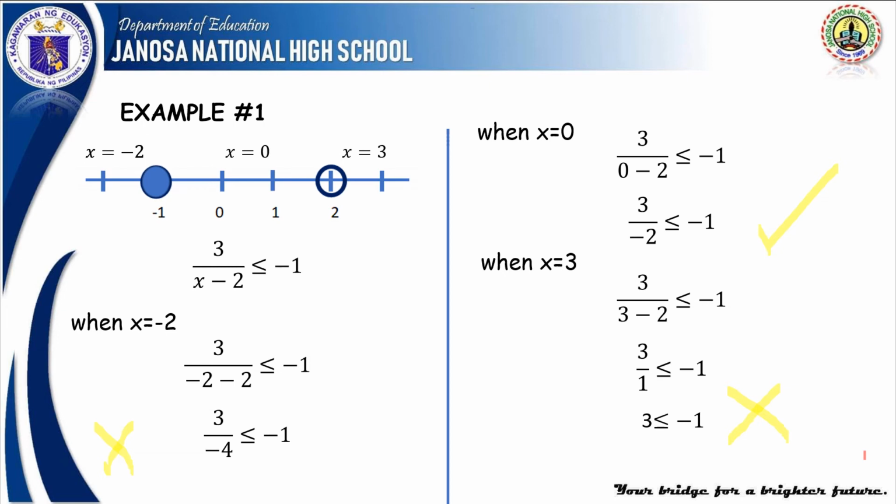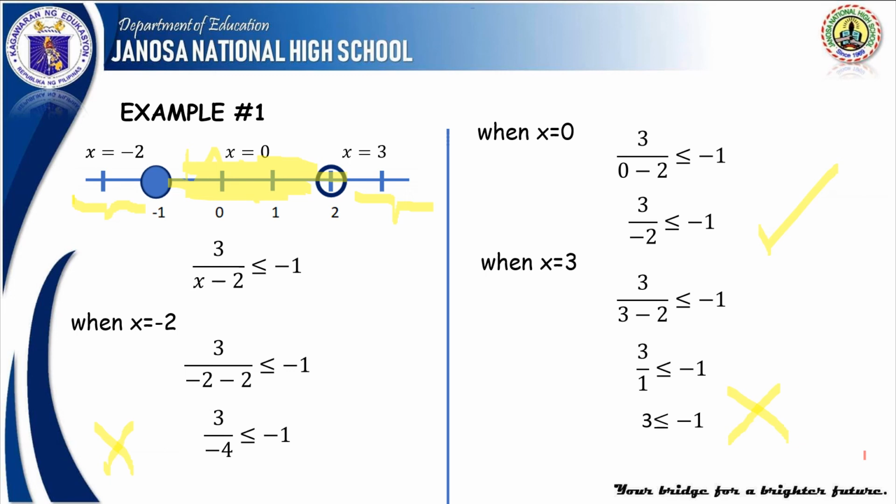If we will show this in the graph, since our left side, when we try negative 2, is not included in the solution, we will not shade it. While when x is equal to 0, meaning the middle part, is included in the solution. While the right side is also not included in the solution.